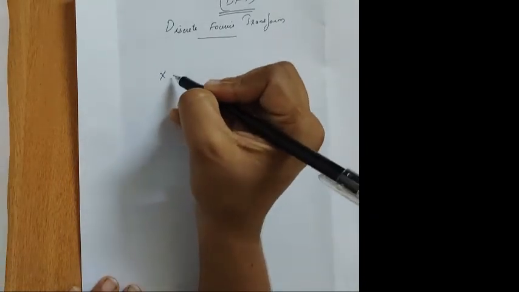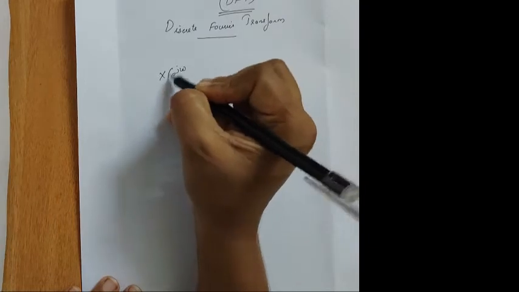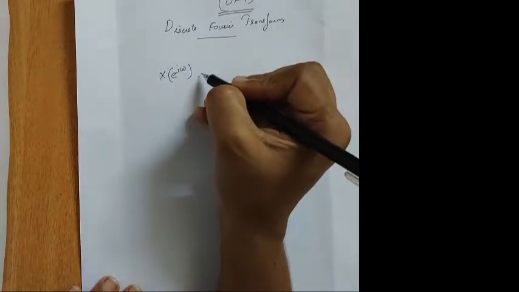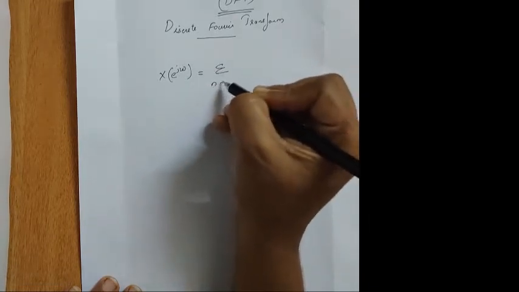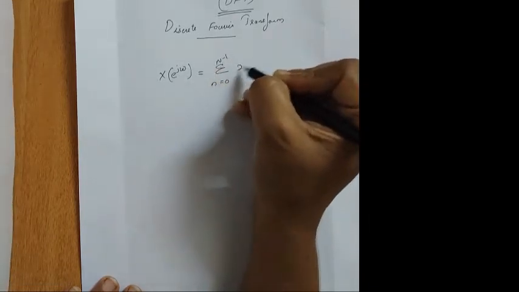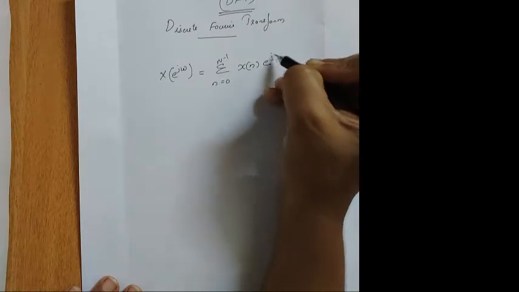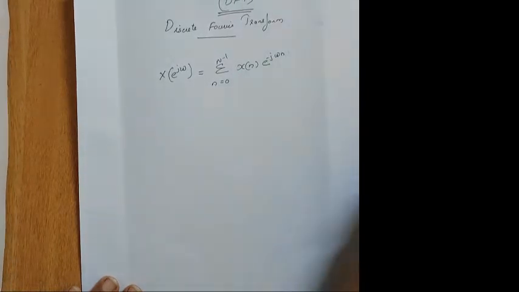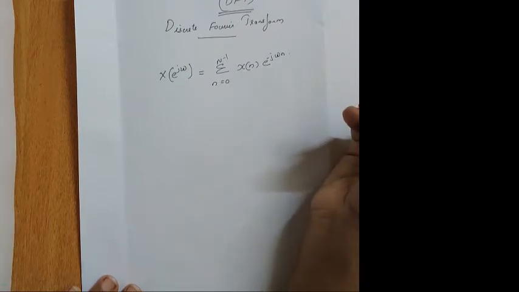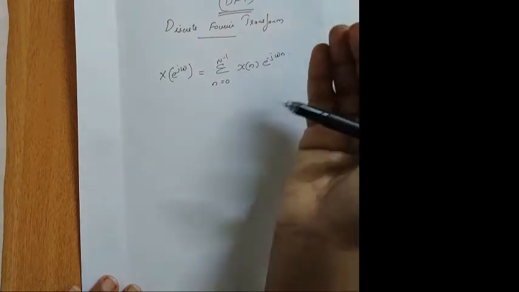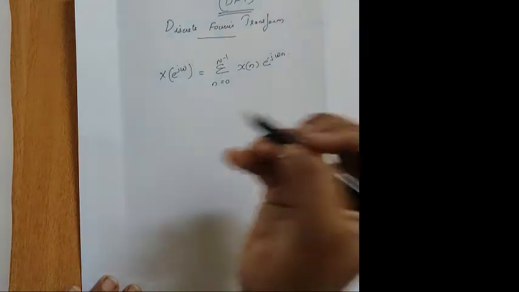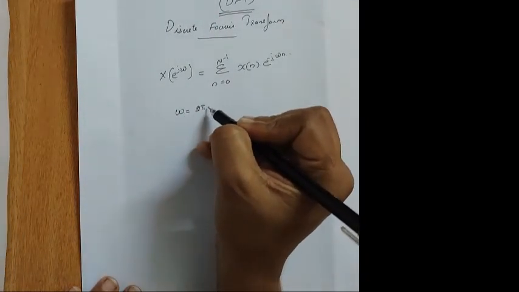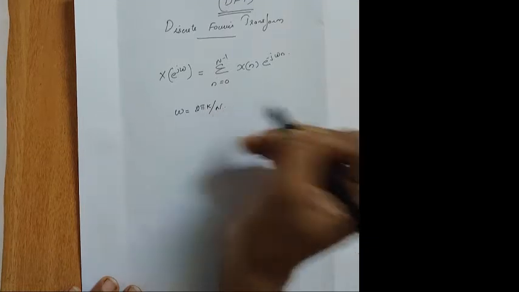From the continuous time signal x of e power j omega, the relation between the Fourier transform and the discrete Fourier transform is: summation n equal to 0 to N minus 1 x of n e raised to minus j omega n. This was the basic equation of a Fourier transform. If you want to convert that to a discrete Fourier transform, you have to substitute the value for omega, that is 2 pi k by capital N.